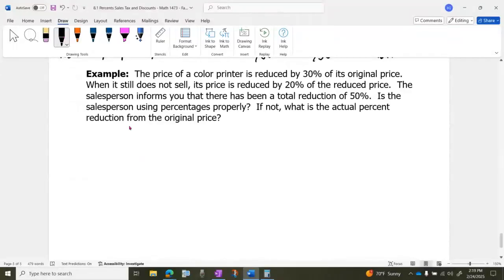For convenience, we can say the price was $100. It wasn't given, right? But it doesn't matter. We can just assume the printer was $100. You will find out the result has nothing to do with the original price.